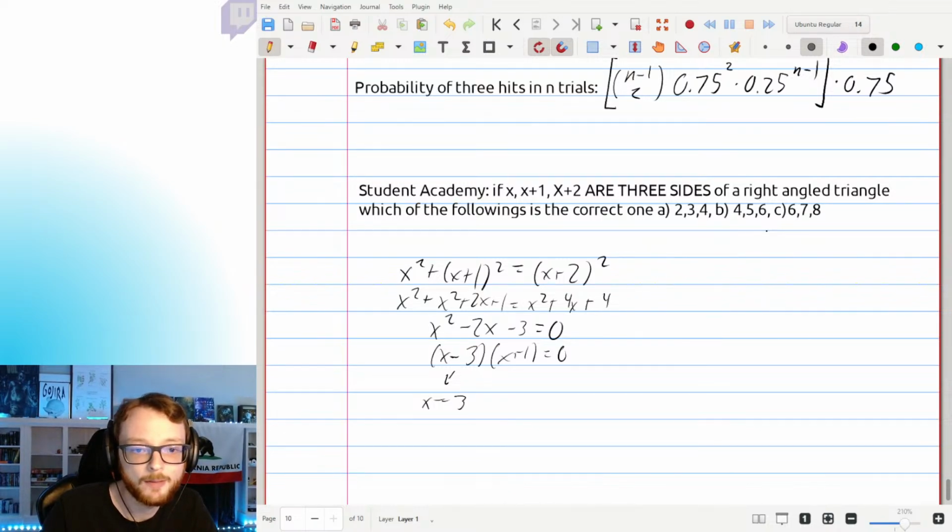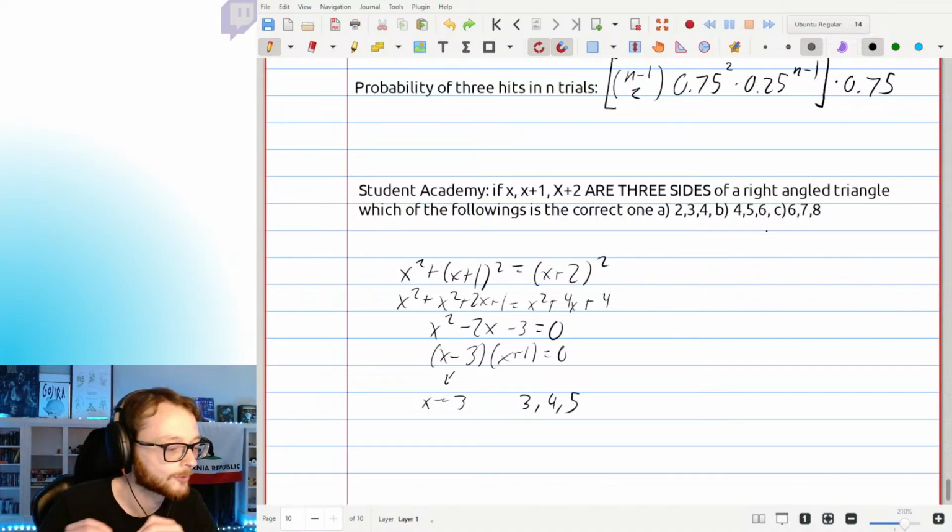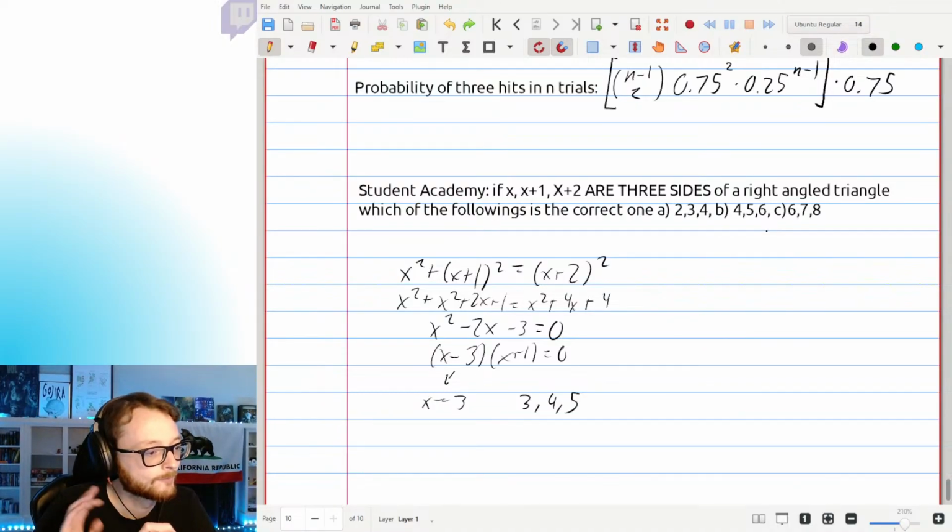Yeah, okay, that's what I thought. It should be 3, 4, 5, but that's not any of the options. The answer should be 3, 4, 5, and none of the options reflect that. I think there's an error in the question. I imagine most of those aren't even possible side lengths for a right triangle.